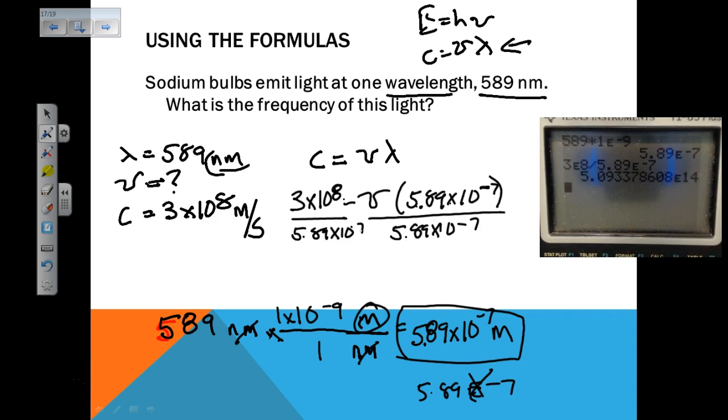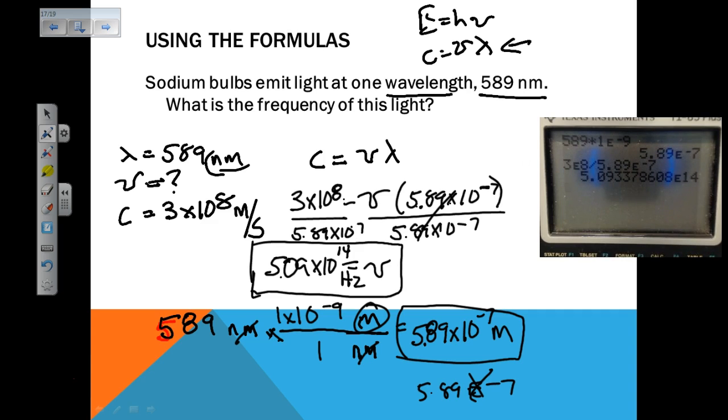Now always double check that you put it in your calculator correctly, because 90% of the errors that I see are because people aren't putting it in their calculator correctly. And so the answer to this is 5.09 times 10 to the 14th. And then what's the unit for frequency? The unit is hertz. And so that's your answer.